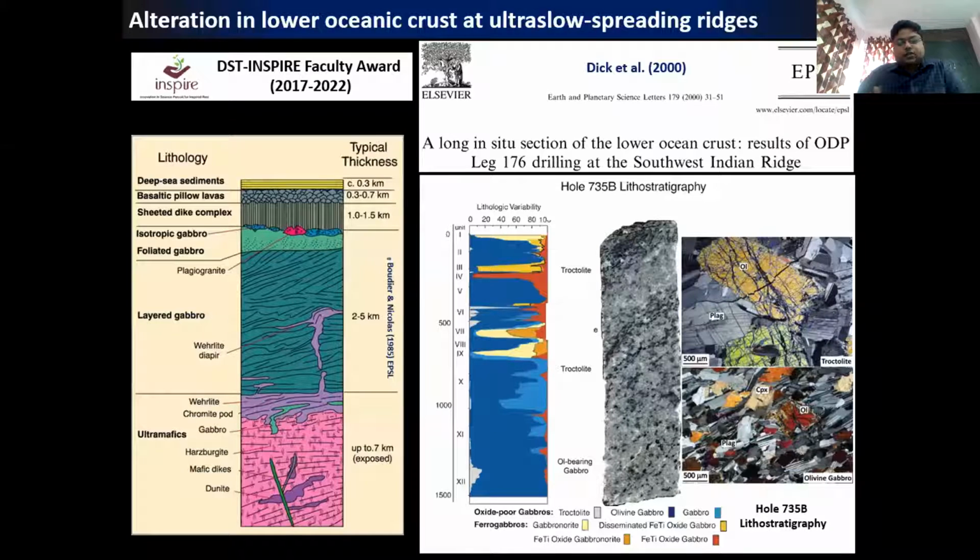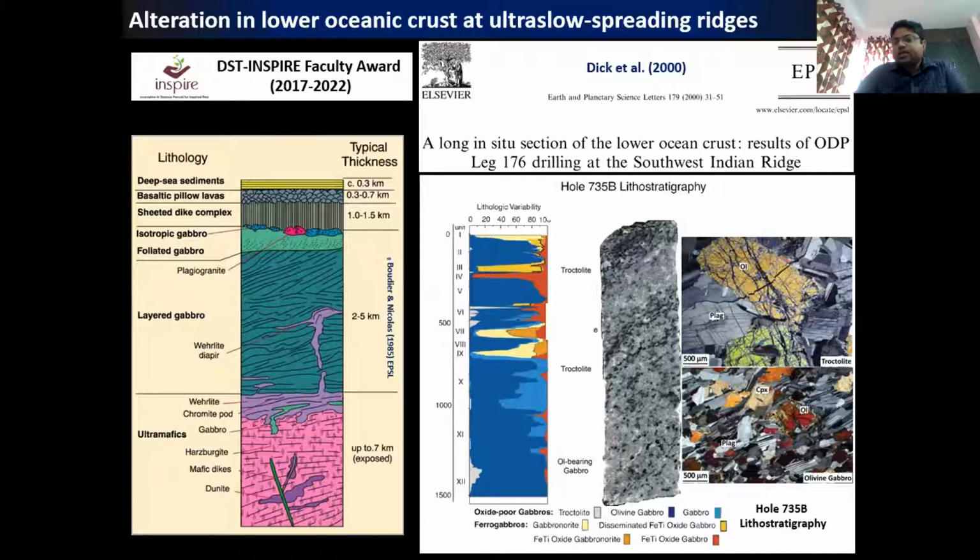So following this is actually part of my work for the last 5 years, since 2017, it is an ongoing project. So people have started studying these ultra-slow spreading ridges. But the point is, when we looked at the IODP projects so far, most of the IODP drilling has been carried out on slow spreading ridges, not ultra-slow spreading ridges. So far, only two ultra-slow spreading ridges have been drilled. One is your Hess Deep, that is in the Atlantic Massif, and one is your Leg 176, that is in the Southwest Indian Ridge.